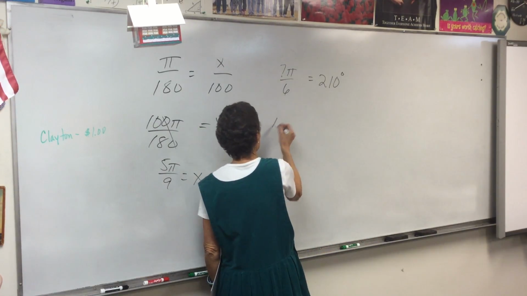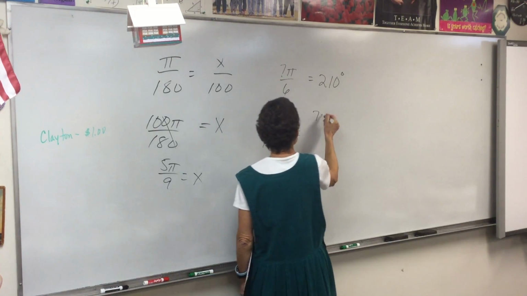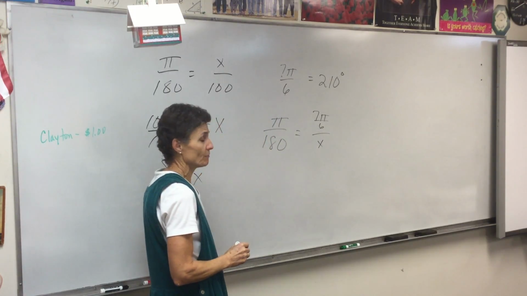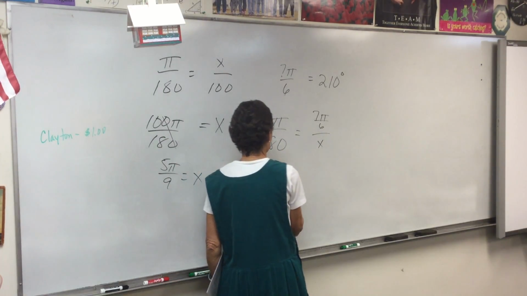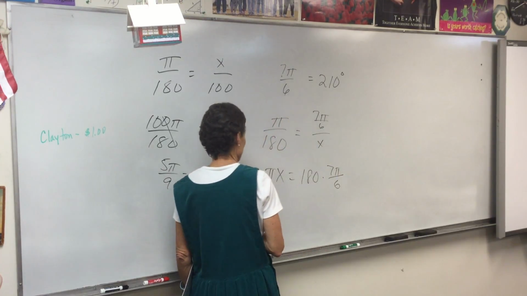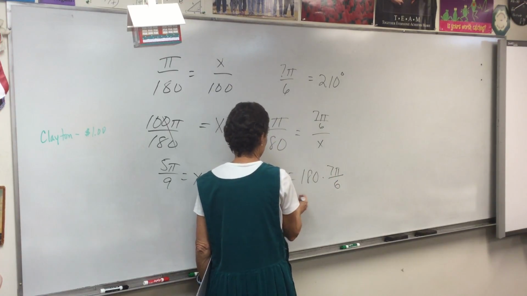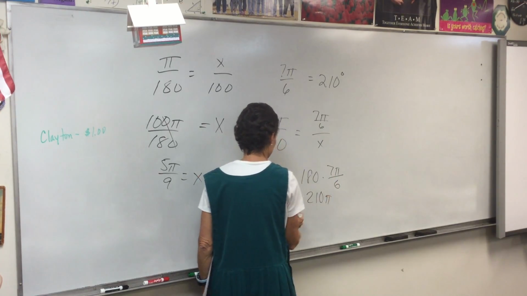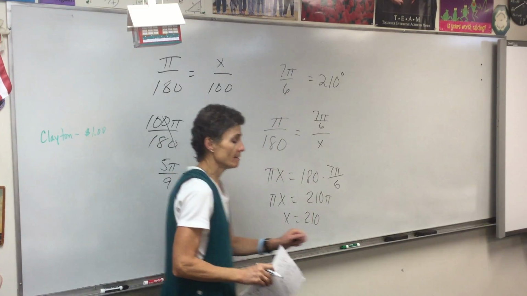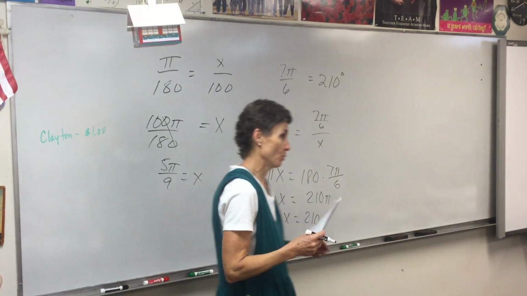You can also, and I'm not going to do this anymore, but I'll do it one more time, set up exactly the same proportion, if you want to. Cross multiply, and then reduce. So 6 goes into 180, 30 times 7. So we have 210 pi over here, and x equals 210. So you can do exactly the same strategy for both of those two problems if that's what you want.